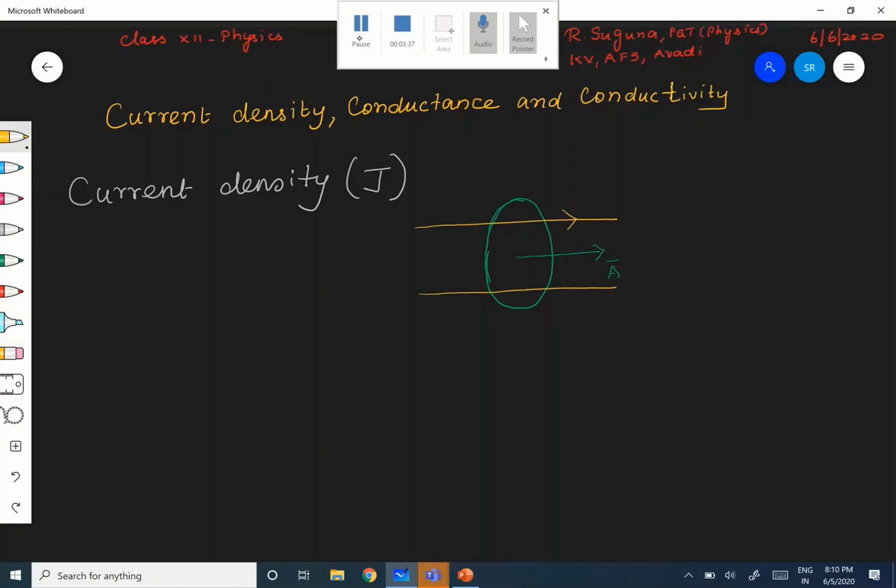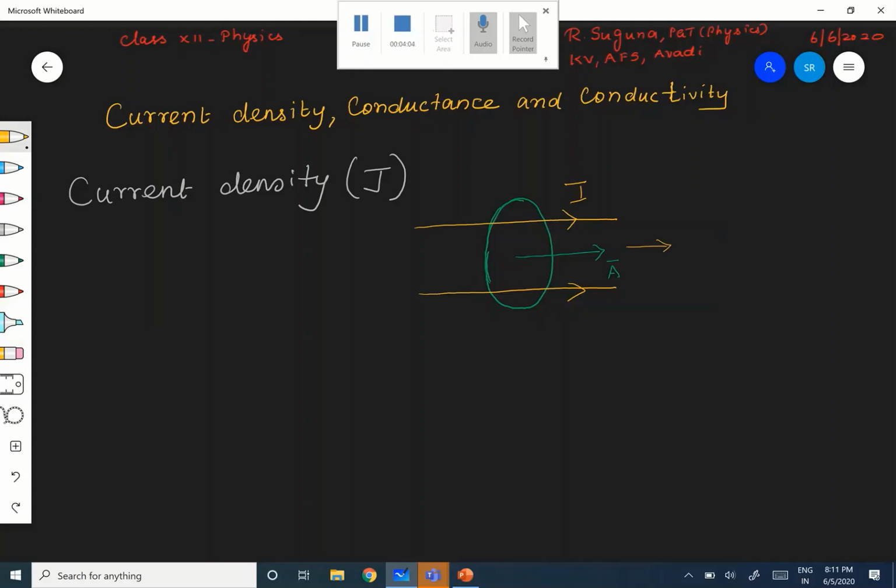This is the current I. Your area is held normal to the current. Therefore the area vector will be parallel to the direction of the current. Are you following? I and the area vector A are both in the same direction, which means that the area is held normal to the flow of current. Correct? I hope you are following.